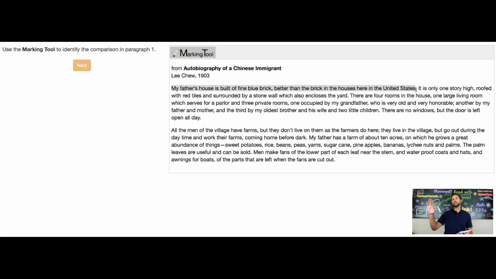So yes, he does explain in detail the look of the house, but here's the real comparison, and I know it as I mark it here because it says better than. A lot of times you can look at the language and see that there's a comparison being made. And when you have something that says better than, they're comparing one thing to another. And in this case, comparing father's house to the brick houses here in the United States.